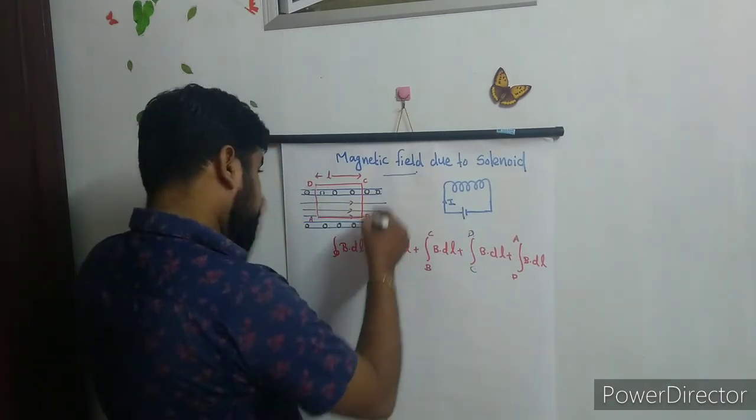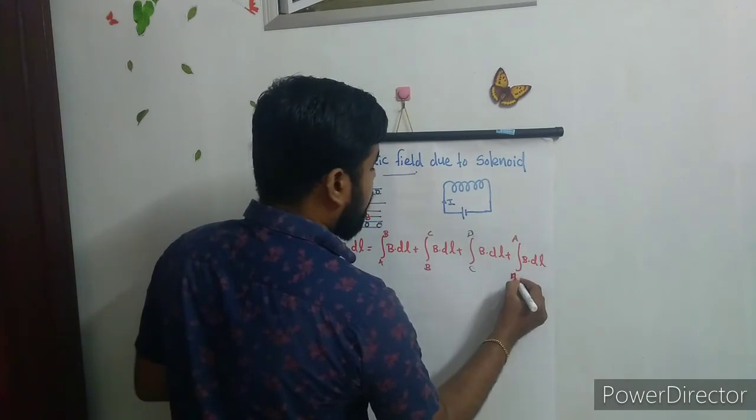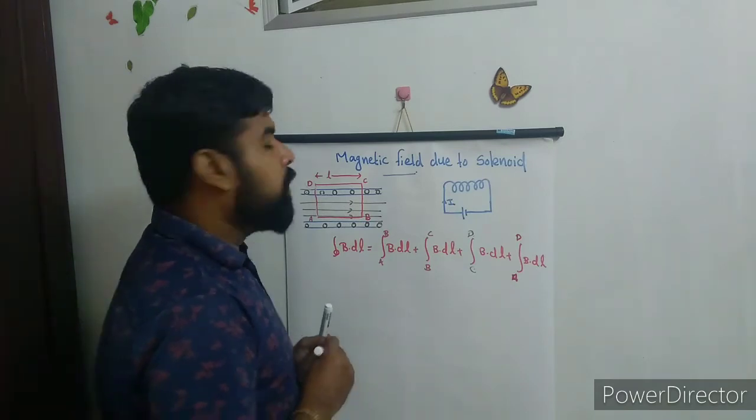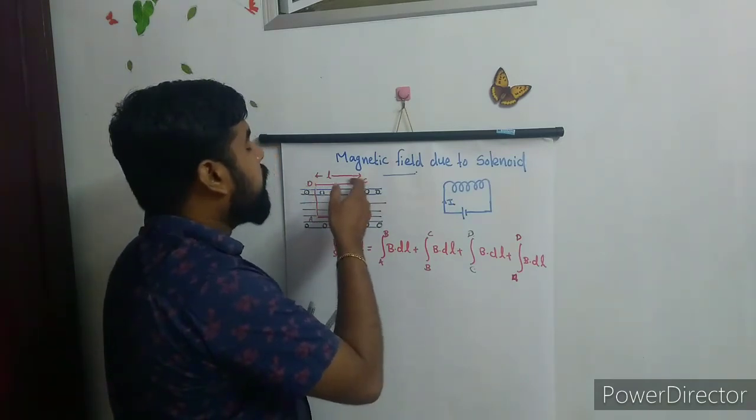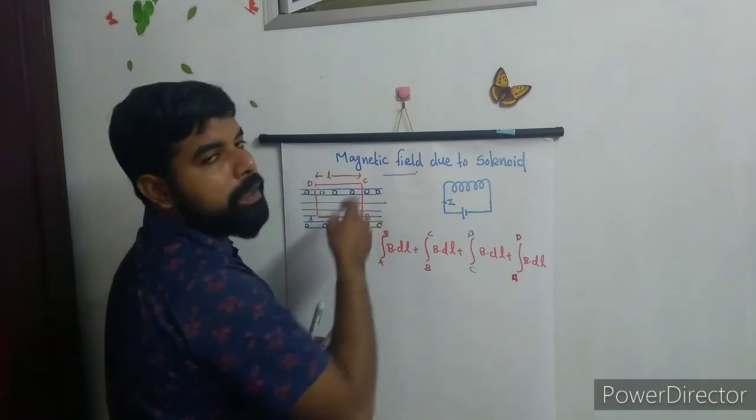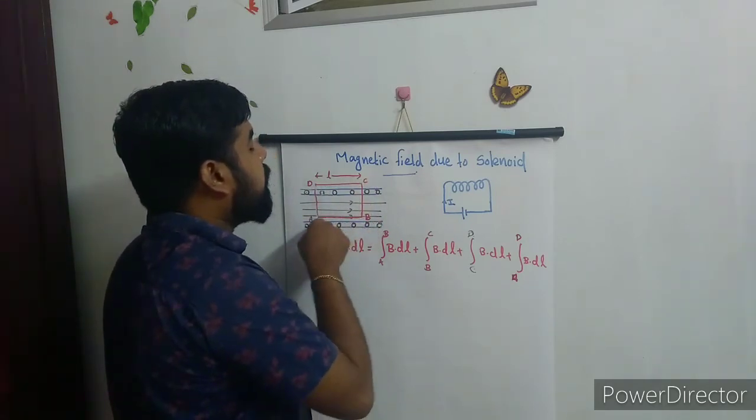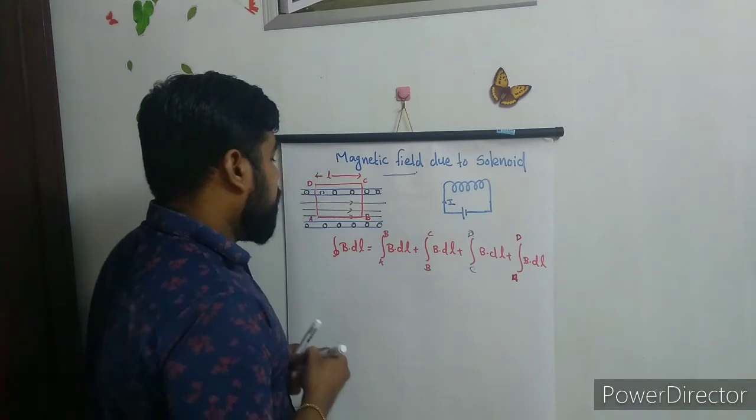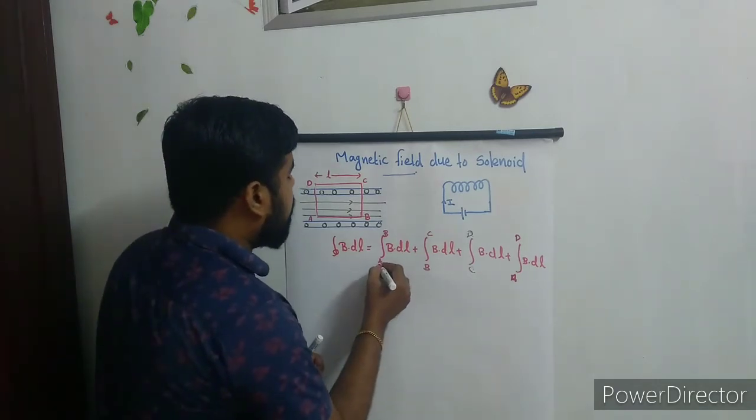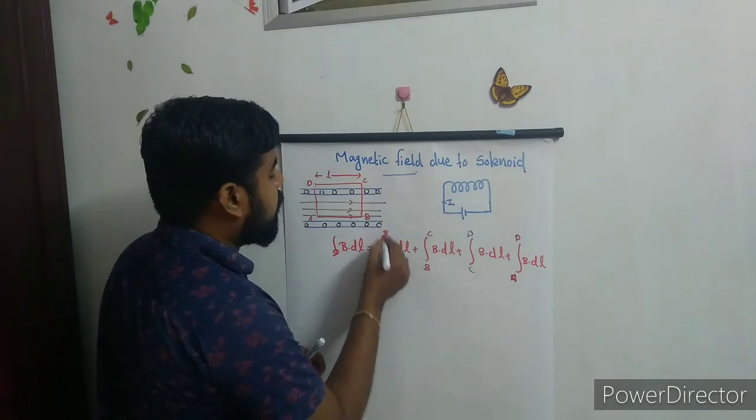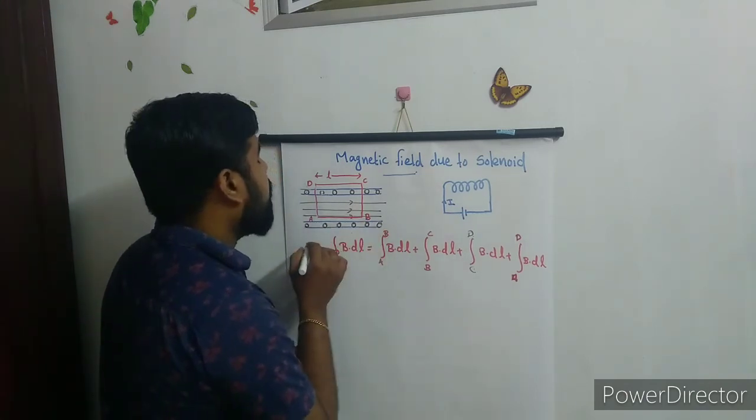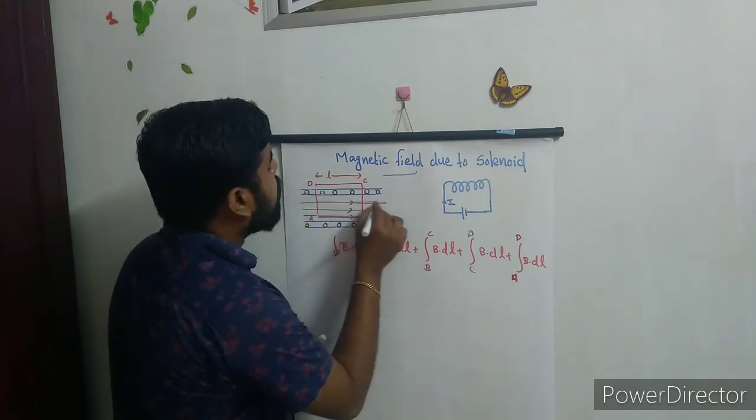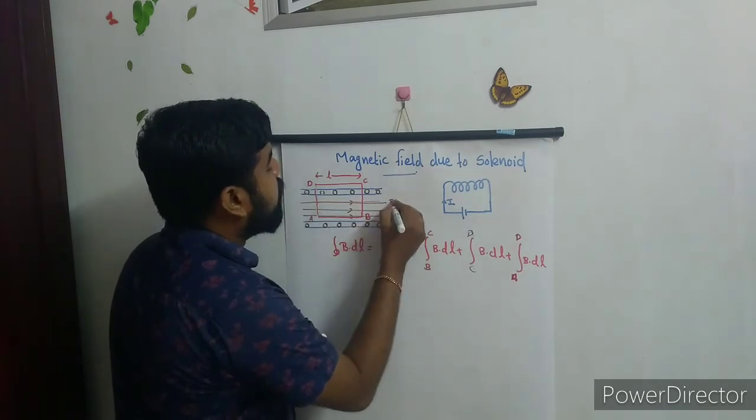From A to B, then B to C, then C to D and from A to D. Now, for this closed region we apply Ampere's circuital law with an Ampere loop. Here it is in the form of a rectangle. So what is the magnetic field along the elemental length AB? This is the direction of the magnetic field inside the solenoid.